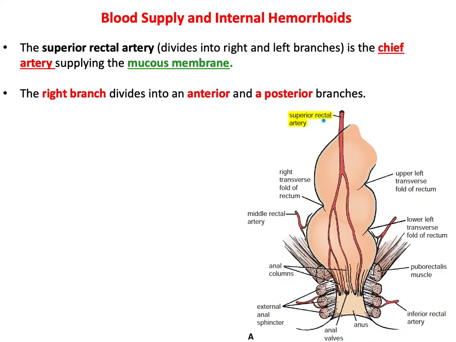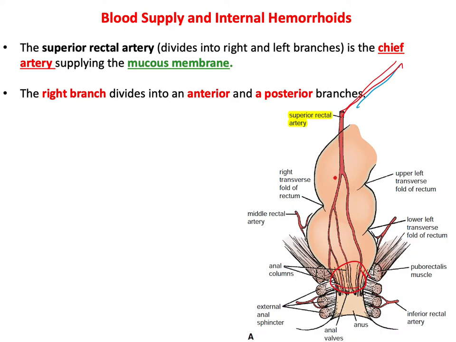I think at the beginning of the lecture we mentioned the superior rectal artery, which is the chief artery that supplies the rectum, a branch from the inferior mesenteric artery. If you remember, let me choose this color. You remember the inferior mesenteric artery? The terminal end of the inferior mesenteric artery is the superior rectal artery that supplies the upper and middle part of the rectum, plus it supplies the upper half of the anal canal, right?